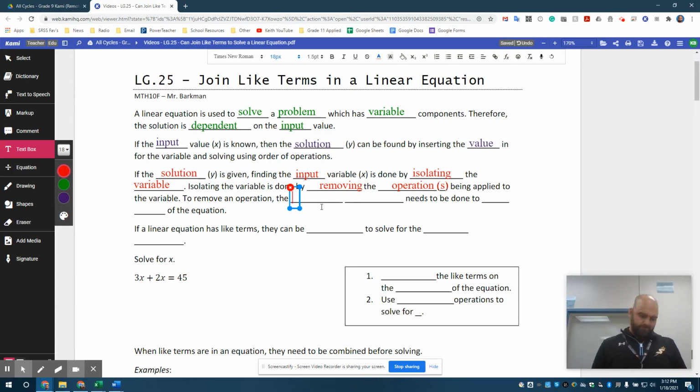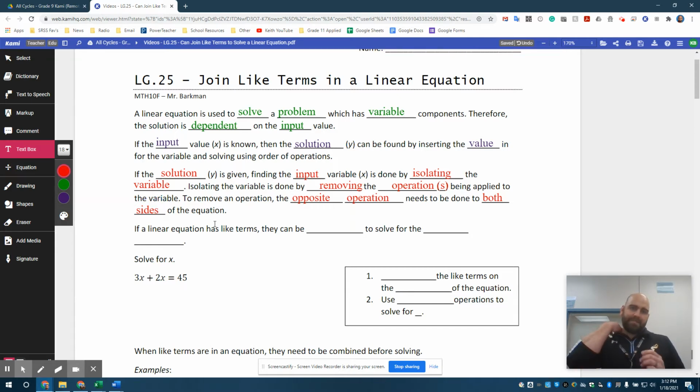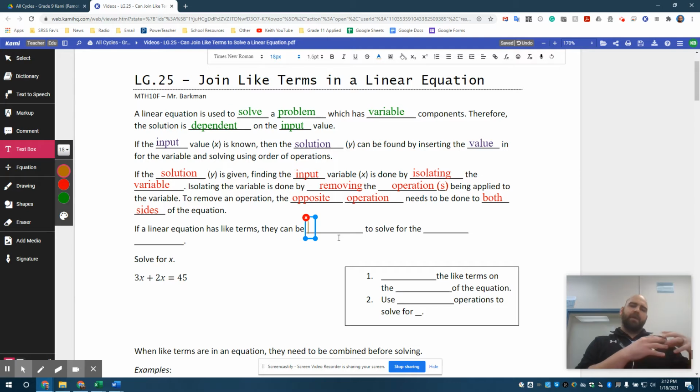To remove the operation, the opposite operation needs to be done to both sides of the equation. So we have to do the same operation to both sides, which will remove it from one side and place it onto the other. Really what it's doing is moving it from one side to the other, but it looks slightly different because we have the opposite. So instead of adding, it's subtracting, or instead of multiplying, it'll be dividing. Whatever the case, it'll be the opposite.